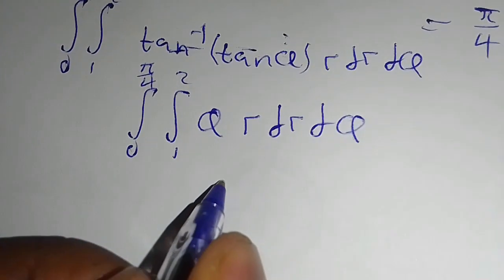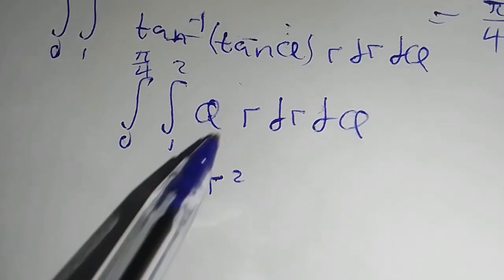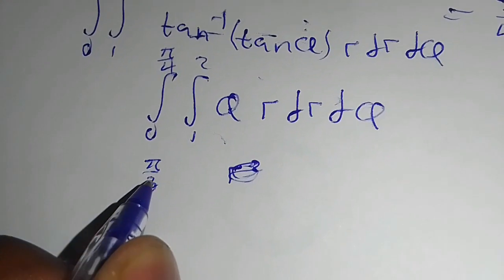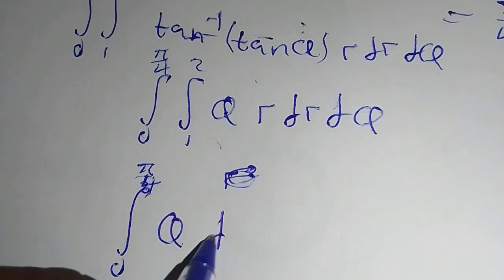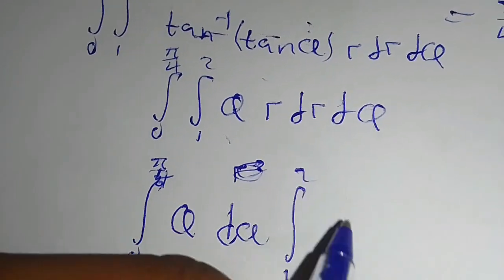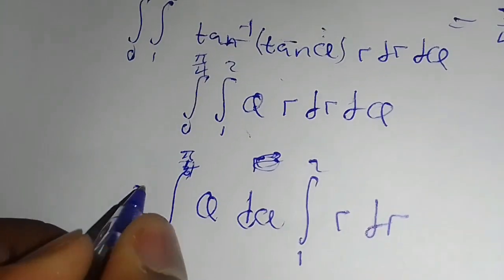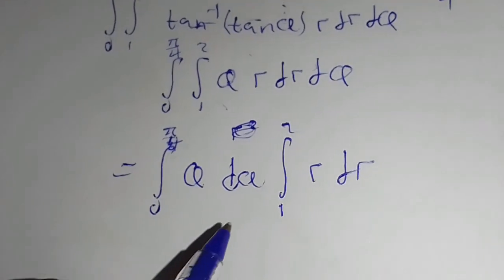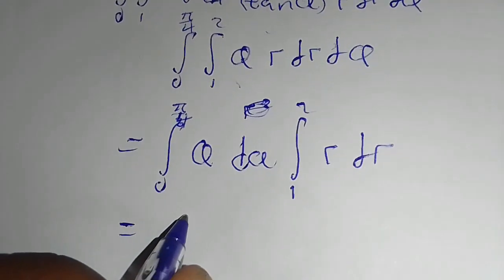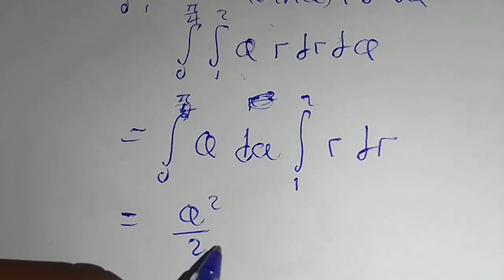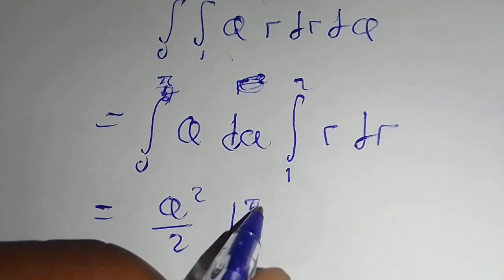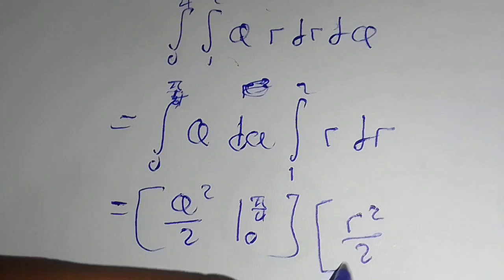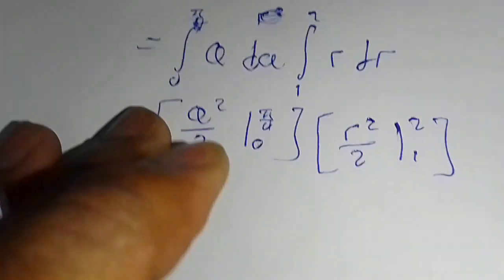First you integrate with respect to r. Since r and theta can be split, let me just write that. You have the integral from 0 to pi over 4 of theta d theta multiplied by the integral from 1 to 2 of r dr. You can express them as a product like that, because they're independent. So from then you end up with theta squared over 2 taken from 0 to pi over 4, and then r squared over 2 taken from 1 to 2. Then you have something like that.